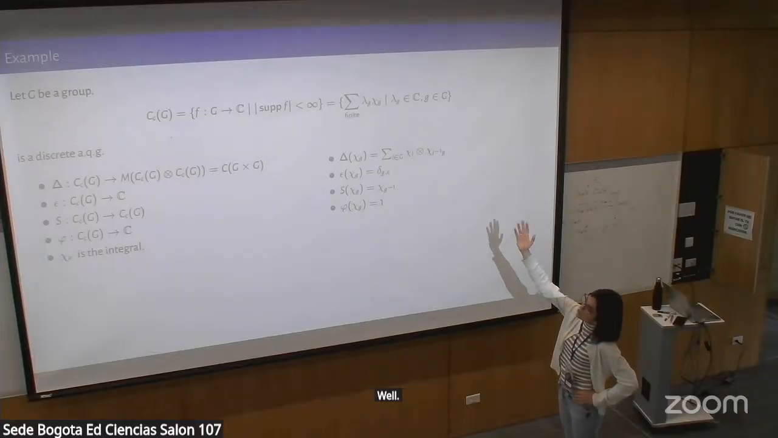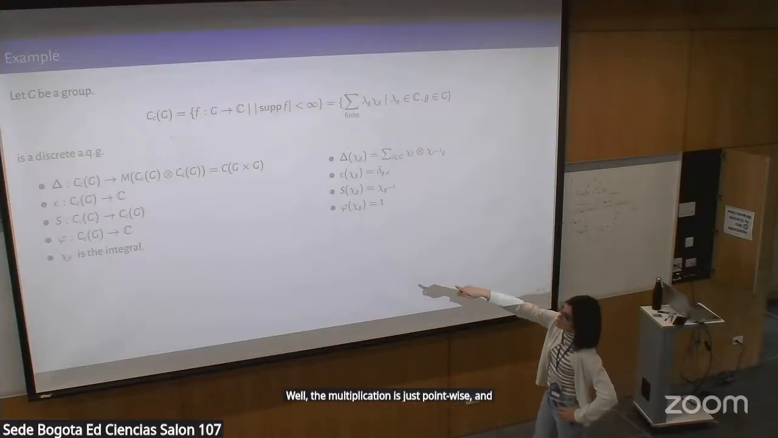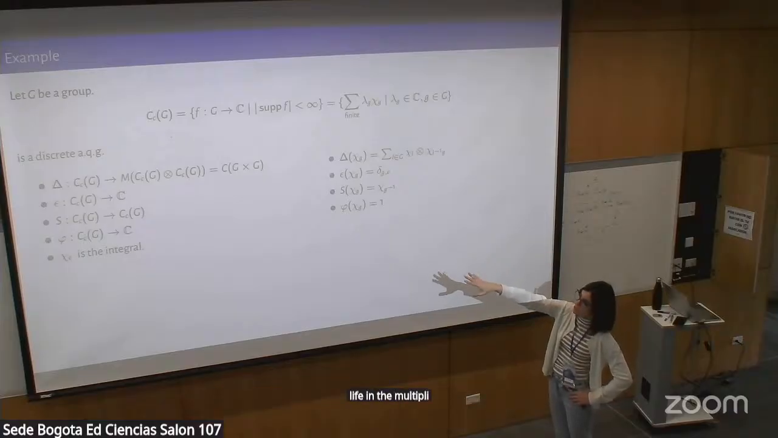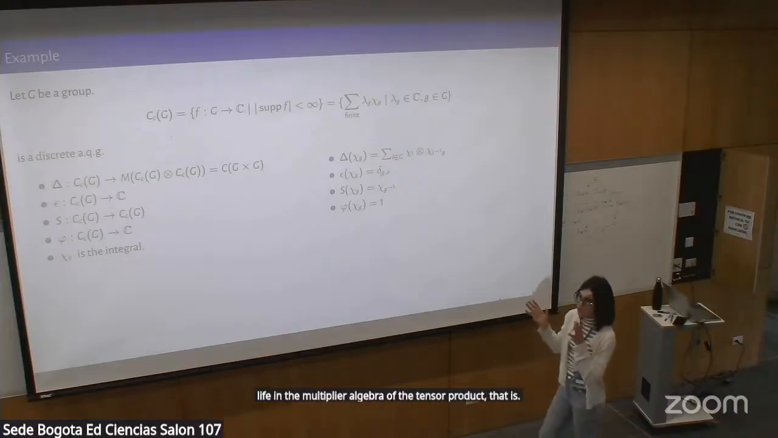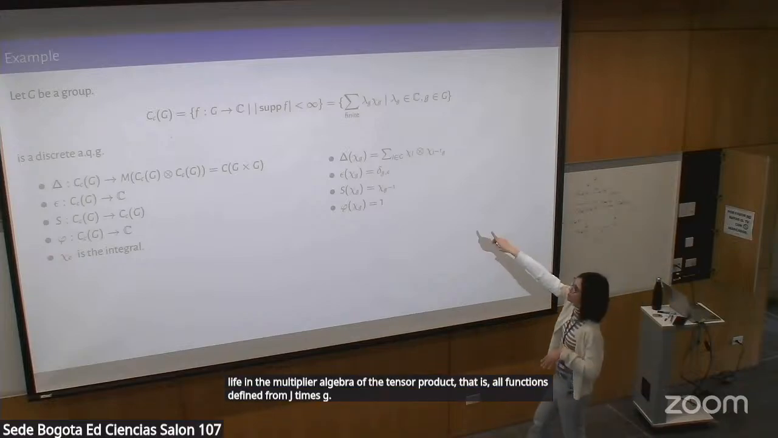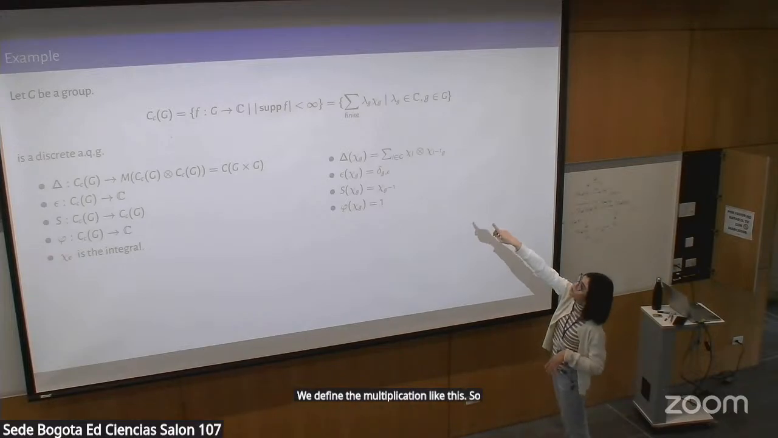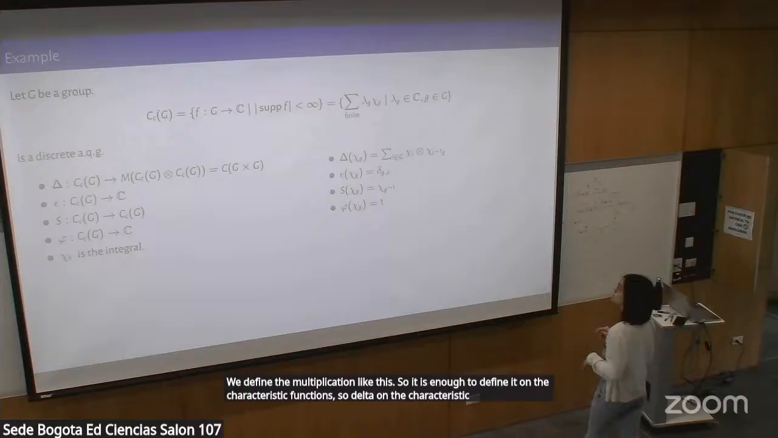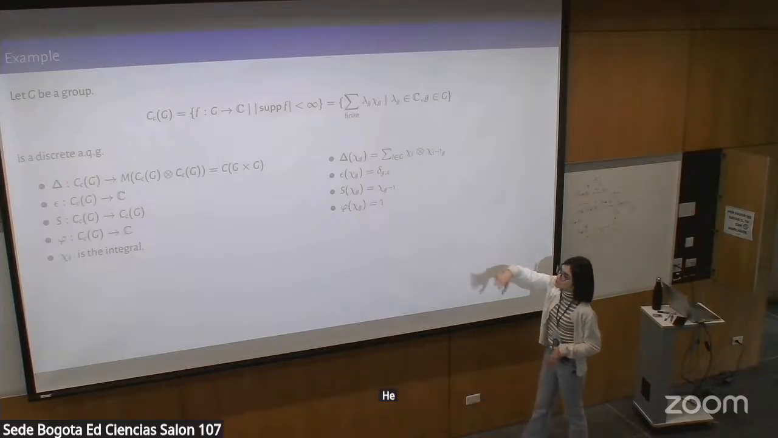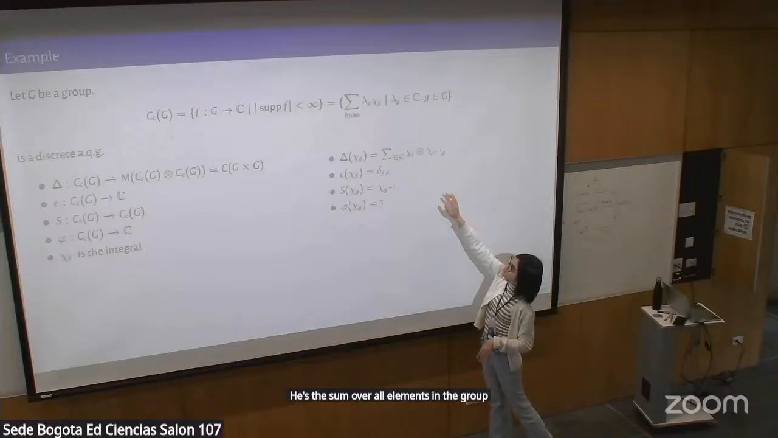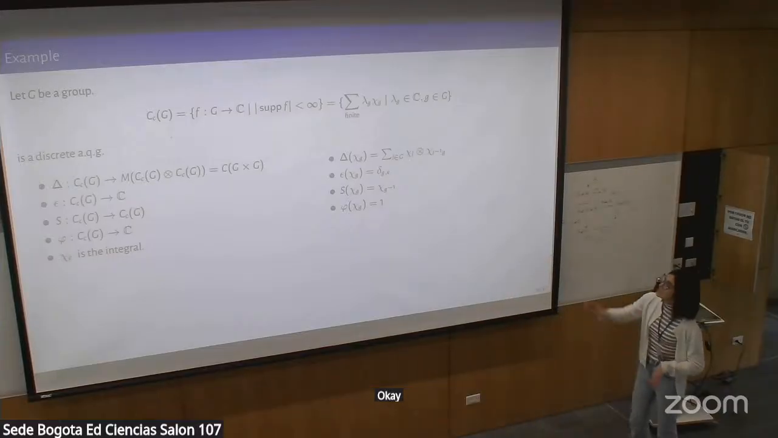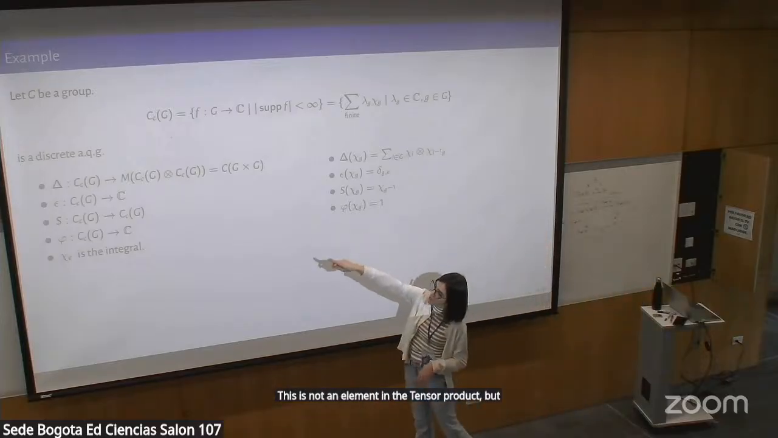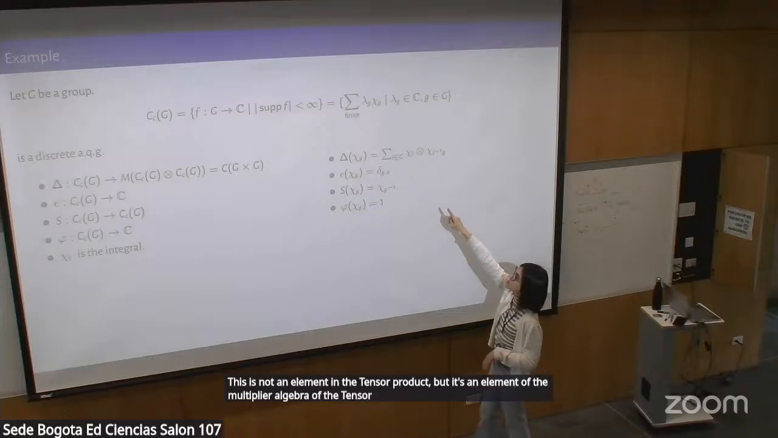Well, the multiplication is just pointwise, and the co-multiplication, that delta, lies in the multiplier algebra of the tensor product. That is, all functions defined on G times G. And we define the co-multiplication like this. So it is enough to define it on the characteristic functions. So delta on the characteristic function of an element g is the sum over all elements in the group of these tensors. Okay, so this is not an element in the tensor product, but is an element of the multiplier algebra of the tensor product, because our group G might not be finite.